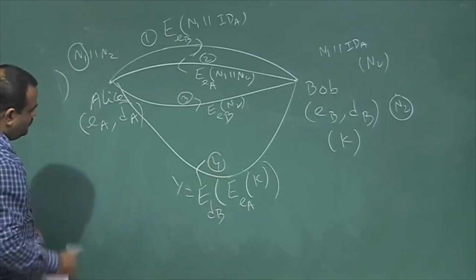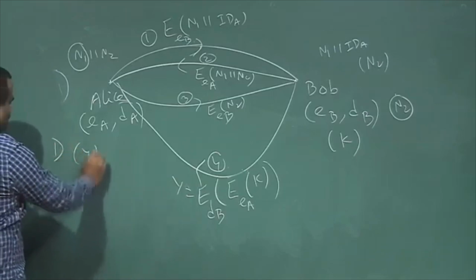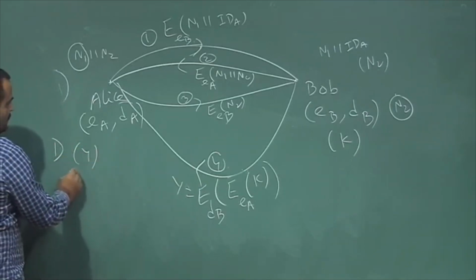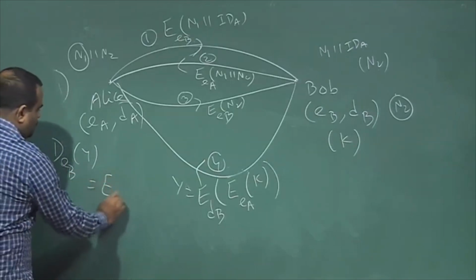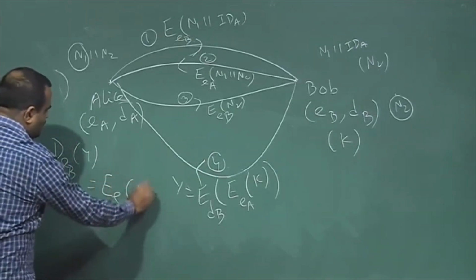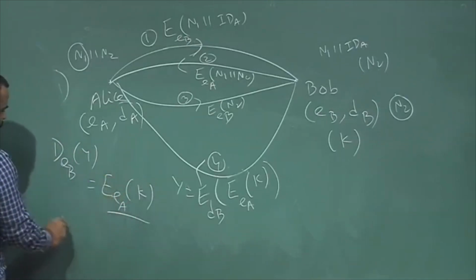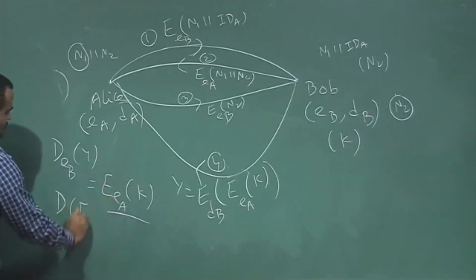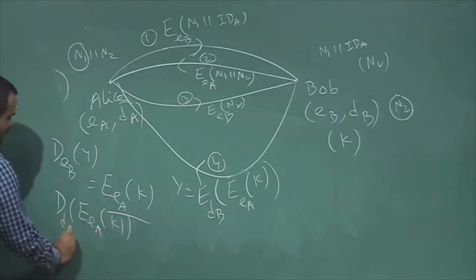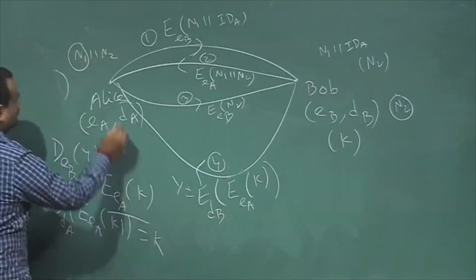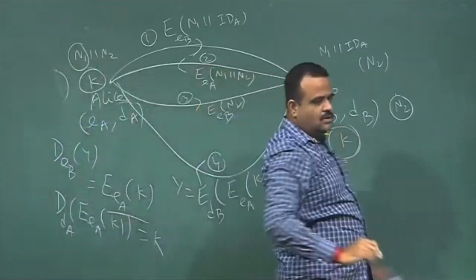Now upon receiving this, what will Alice do? Alice will first decrypt Y using Bob's public key. So this was signed by Bob. Then it should give us E of A and K. Now again Alice will decrypt this using Alice's secret key. So this is D of A. So Alice will get K. Now this K is agreed between Alice and Bob.